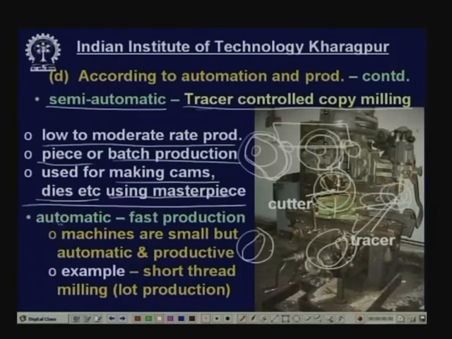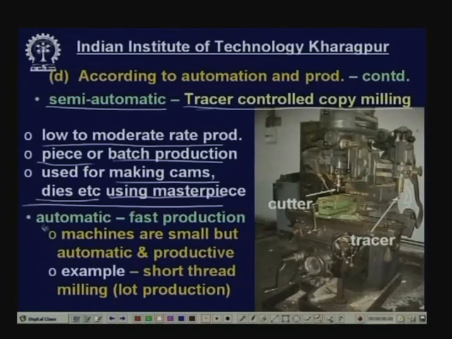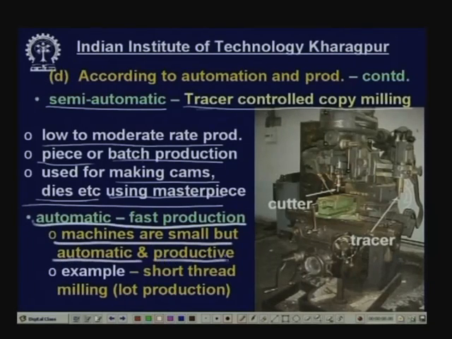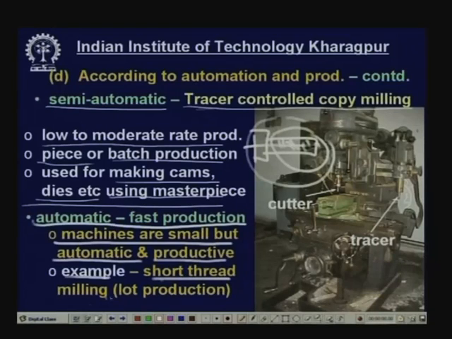Now, next is automatic, which is very fast production, much more than the semi-automatic which I described. In case of automatic, the work will be much faster production, and machines are small but automatic and highly productive. For example, short thread milling on a bolt or small screws, where you have to produce the thread. This will be done very quickly at a very fast rate, and this is a special milling machine, an automatic machine.